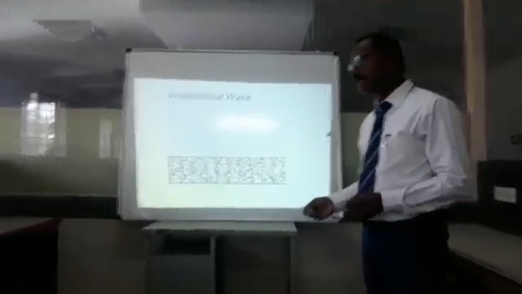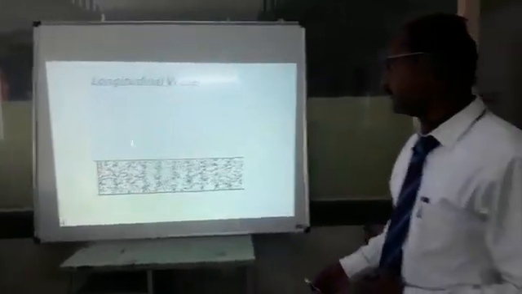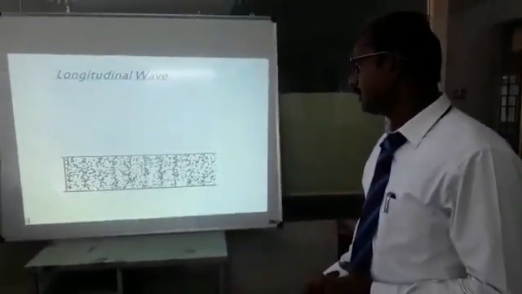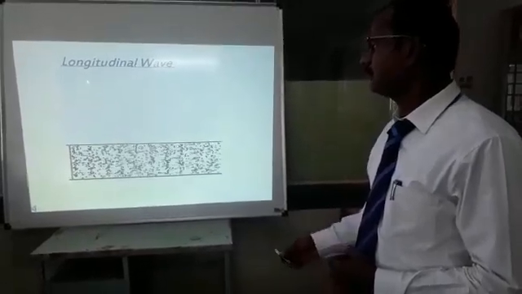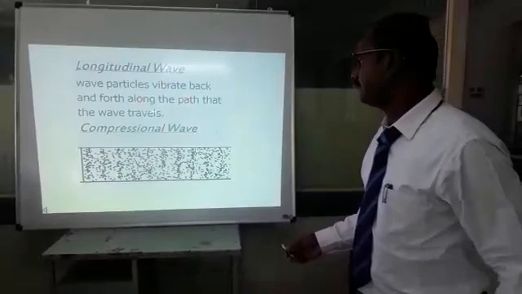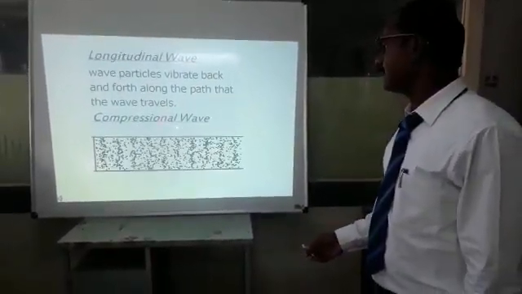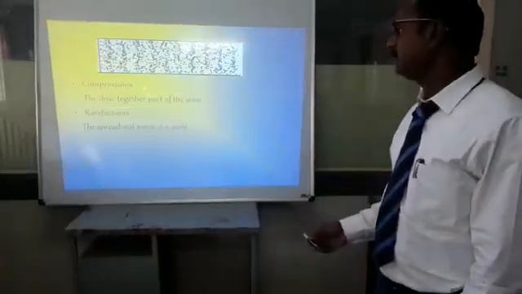Longitudinal wave. First of all, we must know what is meant by longitudinal wave. The animated image shows the real longitudinal wave format, that is from down to up or up to down. That is the longitudinal wave format. Wave particles vibrate back and forth along the path that the wave travels. That is the compression wave. Another name of the wave is compression wave.